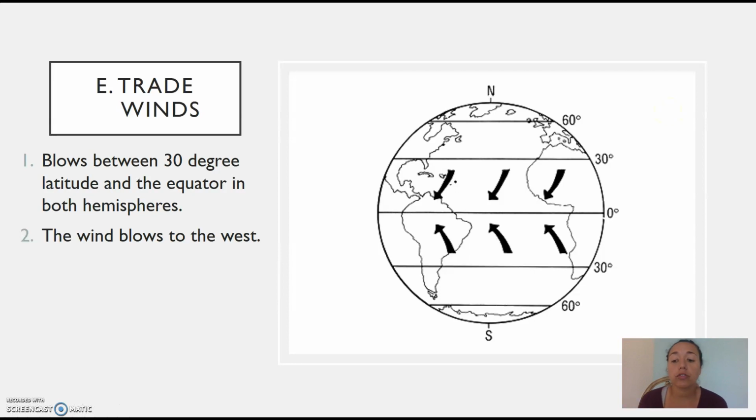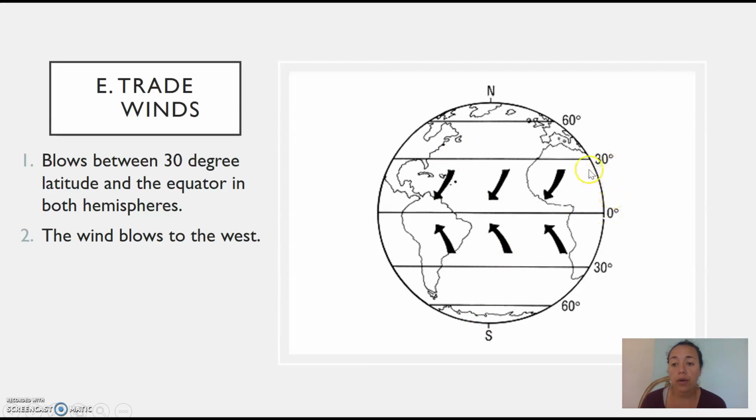Okay, so the trade winds. There are different winds on the Earth, and we're going to go over three. The fourth one is not really needed, but the first one is called the trade winds. When you're looking at the Earth, remember this is the equator. It blows between 30 degrees, in both hemispheres. So this is your equator, this is the northern hemisphere, and this is the southern hemisphere.